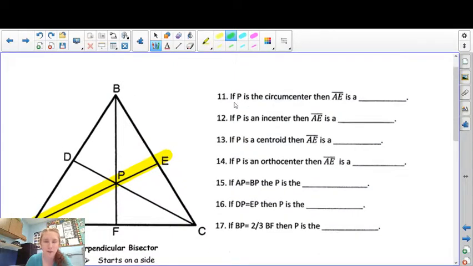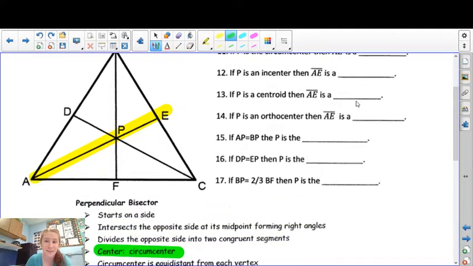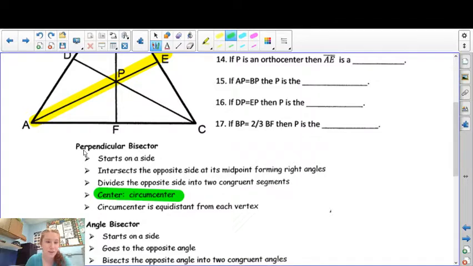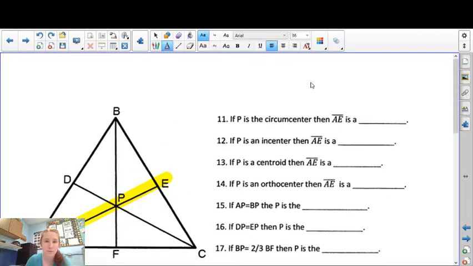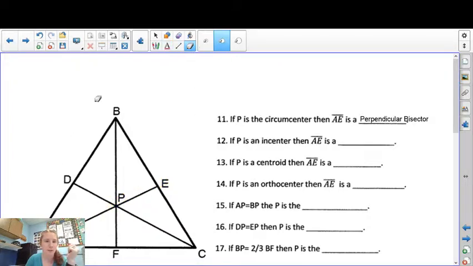So what does it keep saying? If P is a circumcenter, then AC is a, going backwards, it's going to be a perpendicular bisector. And I am going to type that one. All right, let's undo that highlight. Look at the next one.